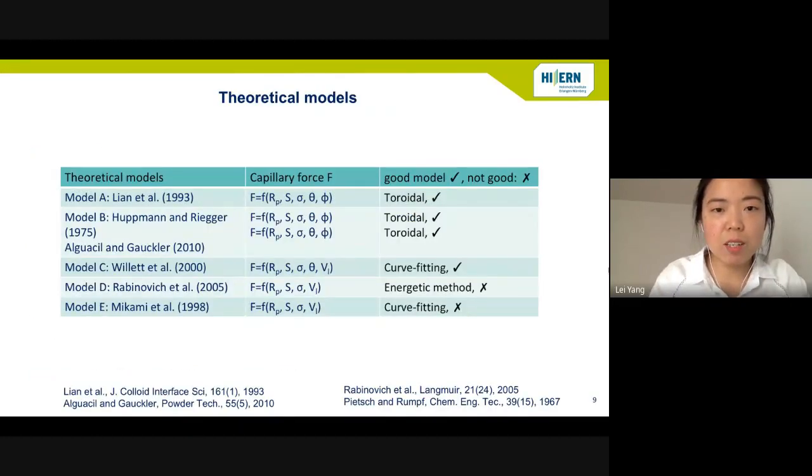So we have compared the Lattice Boltzmann simulation with five different theoretical models. They come from the toroidal approximation, in which the capillary force depends on different variables, like the particle radius, the separation distance, the surface tension coefficient, the contact angle, and also the half filling angle. In model C and also model E, they are curve-fitting solutions of the Laplace-Young equation. In model D, it is based on the energetic method. In these three models, the capillary force is a function of the bridge volume.